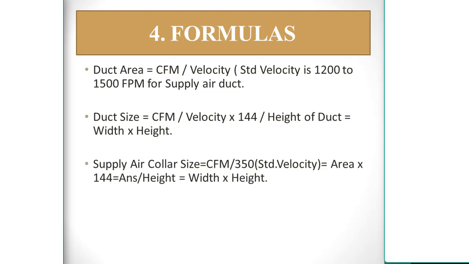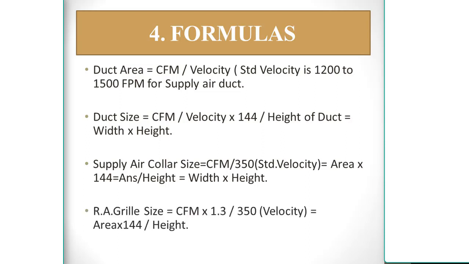Now how to calculate the supply air collar size? This is the formula. Supply air collar size is equal to CFM divided by 350. The 350 is the standard velocity required for supply air collar size. So then we will find the area. Multiply 144 by that area, then the answer will come, and then divide it by the height, so the width will come. That will be the supply air collar size, the collar width as well as the collar height. So width into height, that is the supply air collar size.